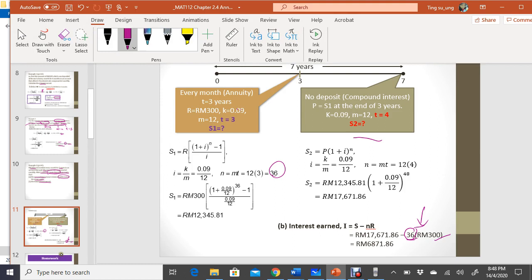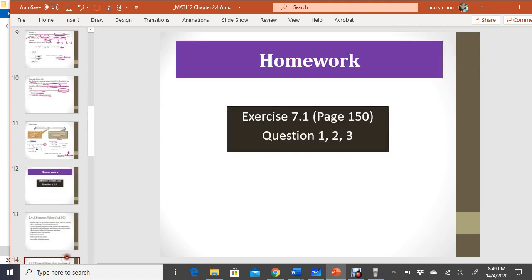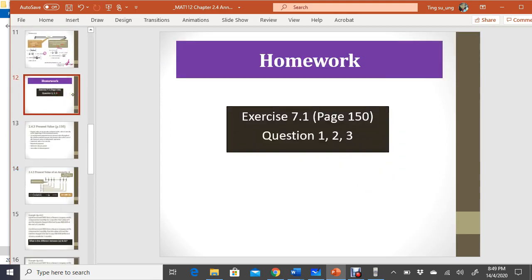So that's it for annuity. And this will be the homework that you must have. Okay, thank you.